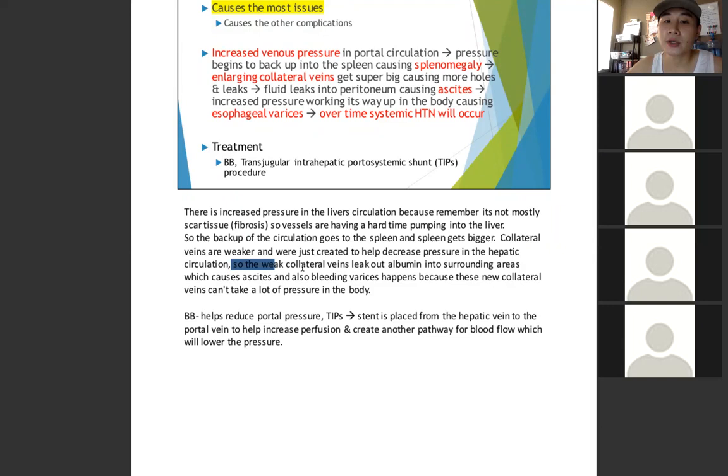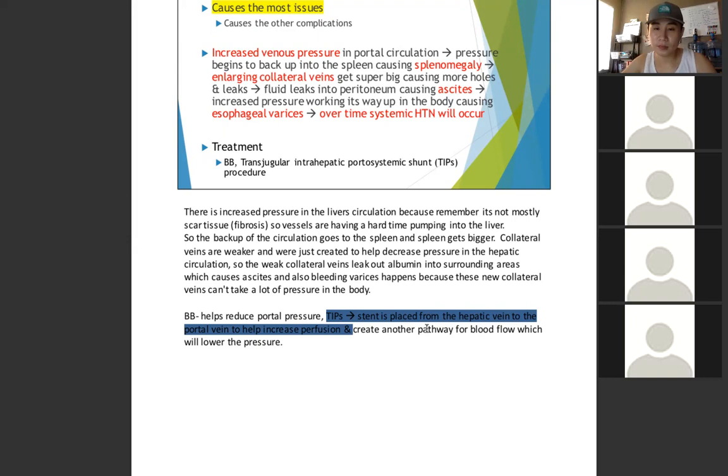So the weak collateral veins leak out albumin into surrounding areas, which causes ascites, and also bleeding varices happen because these new collateral veins can't take a lot of pressure in the body. Beta blocker helps to reduce the portal pressure. And the TIPS procedure is a stent that is placed from the hepatic vein to the portal vein to help increase perfusion, create another pathway for blood flow, which will lower the pressure.